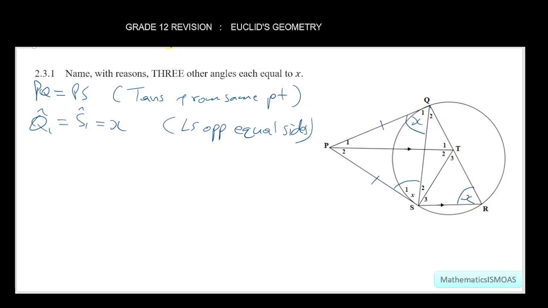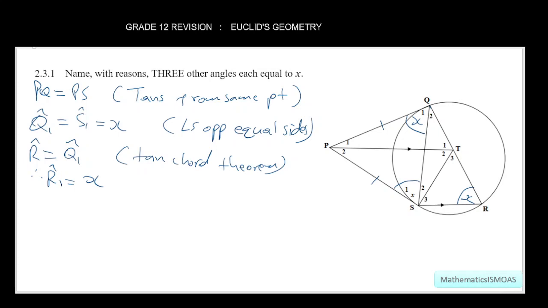And the reason for that is the tan chord theorem. Then we say angle R, not R1 but just R, will be equal to angle Q1. Reason: tan chord theorem. Therefore, we know that angle R1 will be equal to x. So now we have found two angles equal to x.